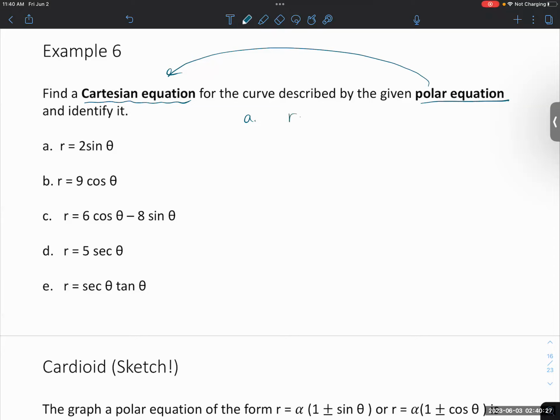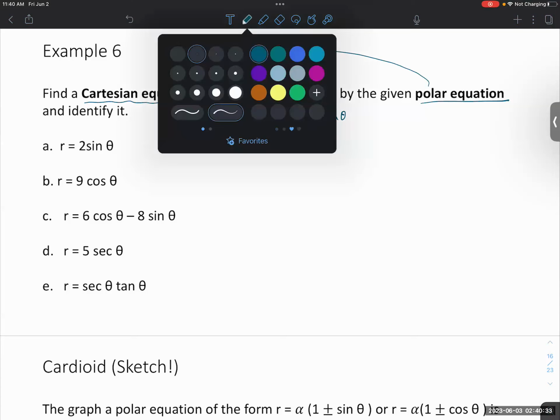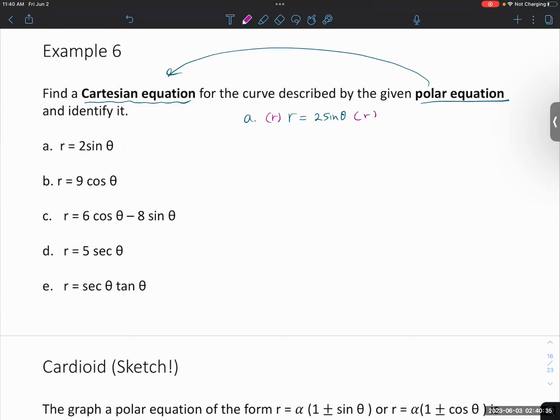So we have r equal to 2 sine theta. We're going to multiply r on both sides. So that is going to be r squared equals 2r sine theta. As you know, r squared, we can convert to x squared plus y squared. And r times the sine theta, that is y. So that means x squared plus y squared minus 2y equals 0, correct?